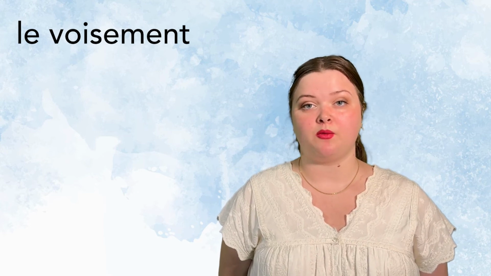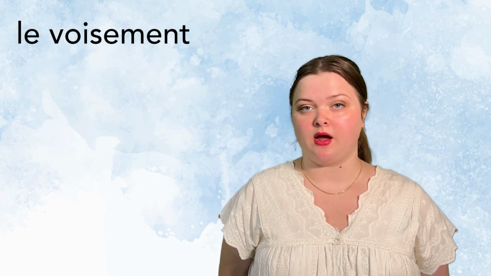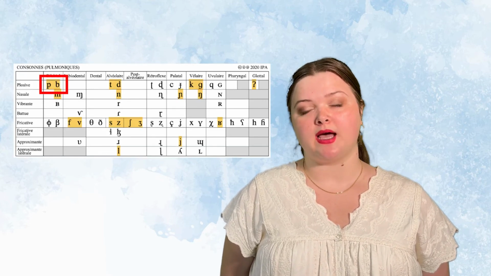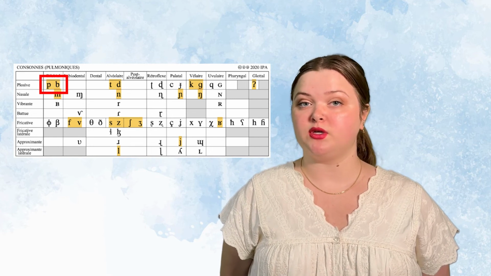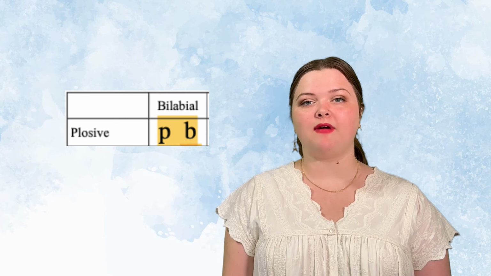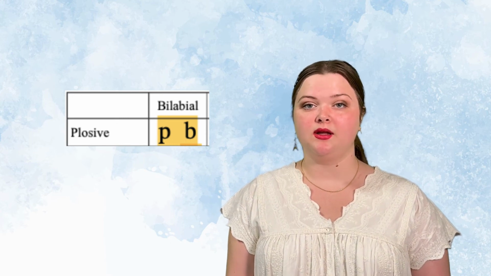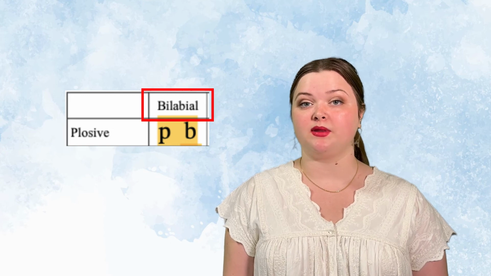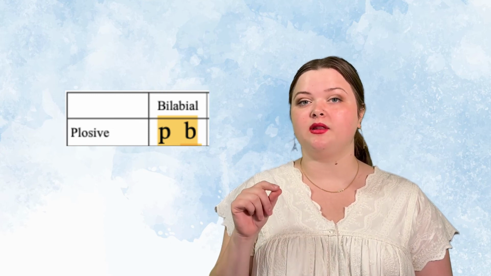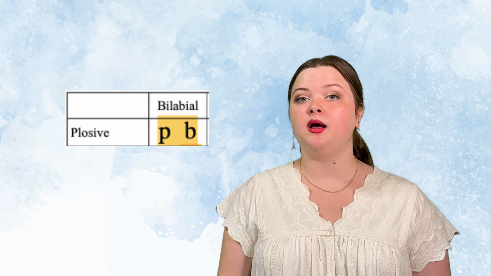Next, let's talk about voicing, le voisement. This is describing whether the vocal cords are vibrating or not when producing the sound. On the IPA chart, if there are two sounds in one box, that is because one is voiced and the other is voiceless. Let's take, for example, the sounds p and b, found at the top left of the IPA chart. They are in the same box because they are produced in the same manner and the same place. They are both a closing of the lips with an explosion of air.